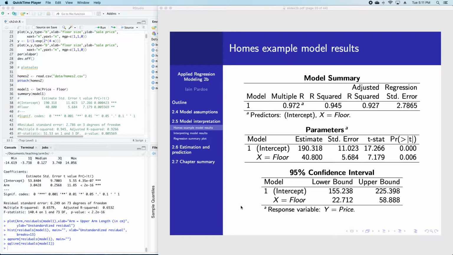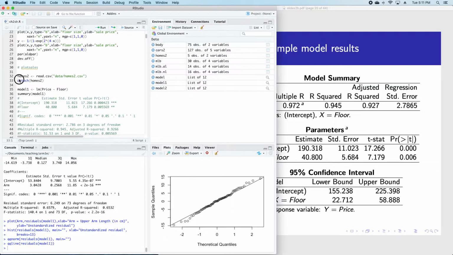In this video, I'm going to run through the interpretation of the model results. We've covered this in the previous few videos, so this just brings everything together that we've talked about so far. So we are working with homes data.